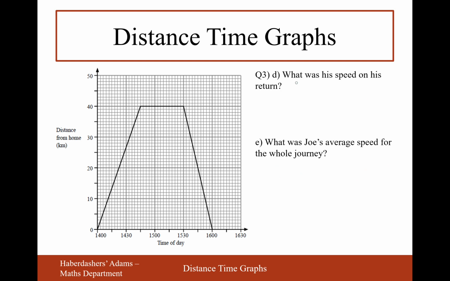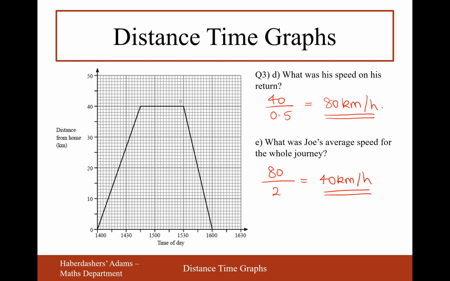Moving on to the next part of question 3, what speed is his travel on his return? Well, he travelled back by 40 kilometers, and that only happened over half an hour. So 40 divided by 0.5 hours, that will give you 80 kilometers per hour. And part E is what was Joe's average speed for the whole journey? Well, Joe has travelled 80 kilometers in his journey overall, and it's taken him from 2 o'clock till 4 o'clock, so that's 2 hours. So that's going to be 40 kilometers per hour on average for the whole journey, including the time that he was resting for.